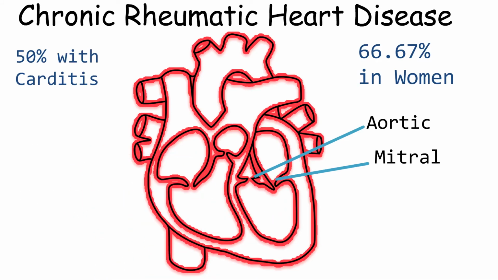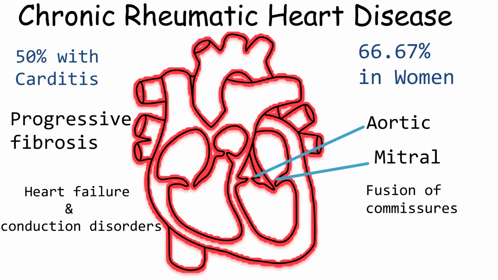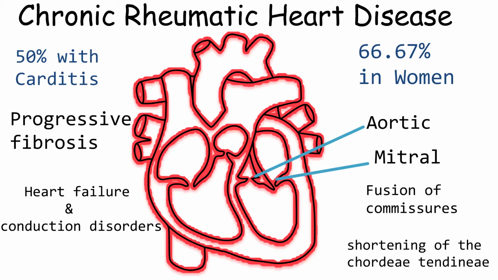The main pathological process in chronic rheumatic heart disease is progressive fibrosis. The heart valves are predominantly affected, but involvement of the pericardium and myocardium also occurs and may contribute to heart failure and conduction disorders. Fusion of mitral valve commissures and shortening of chordae tendineae may lead to mitral stenosis with or without regurgitation. Similar changes may occur in other valves. Once the valve has been damaged, it will progressively lead to more damage, even in the absence of a continuing rheumatic process.